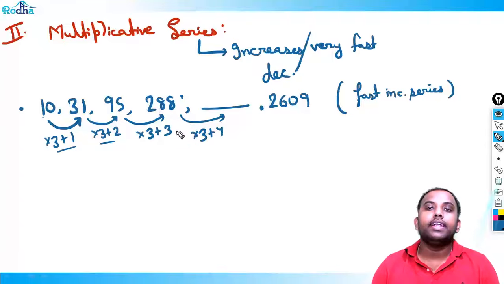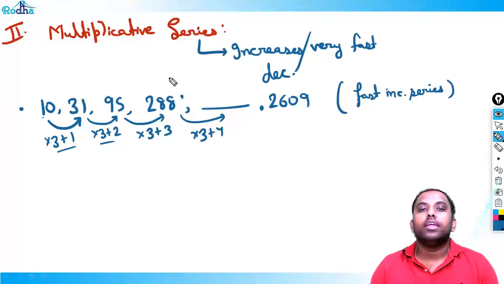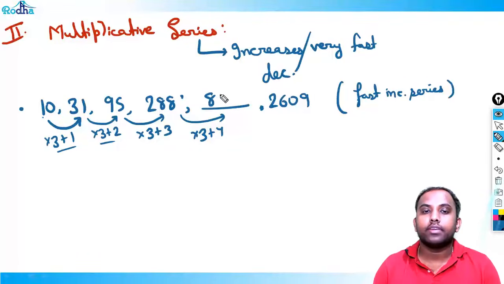So 288 into 3. 300 into 3 is 900, minus 12 into 3 is 36. So 900 minus 36 is 864, right? So for 288 into 3, first do 300 into 3 minus 12 into 3. 864 plus 4, that is 868.